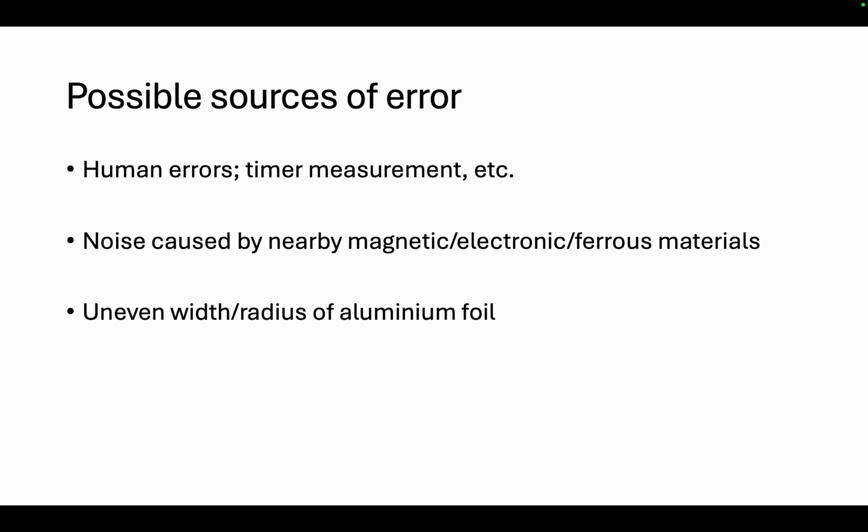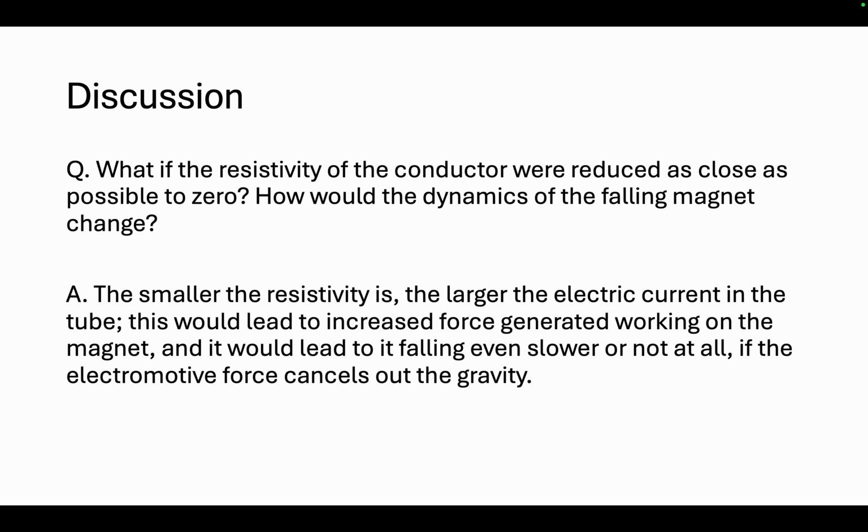The possible sources of error for this result include human errors, such as wrongly measuring the time and other tiny mistakes; noise caused by nearby magnetic, electronic, or ferrous materials, so basically interception of the magnetic field; and finally, uneven width and radius of the aluminum foil could have been the problem, because in the computational model we assumed a perfect cylinder-shaped aluminum foil tube, while in real life it was not quite that.